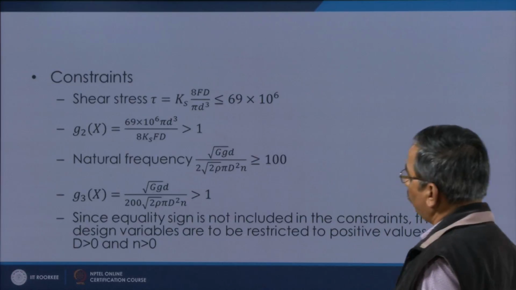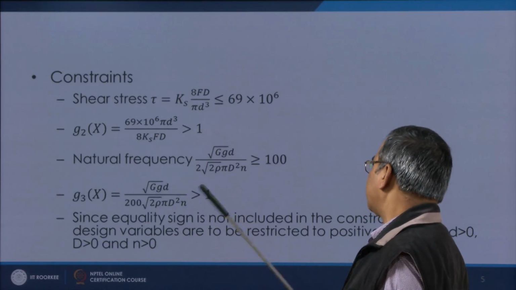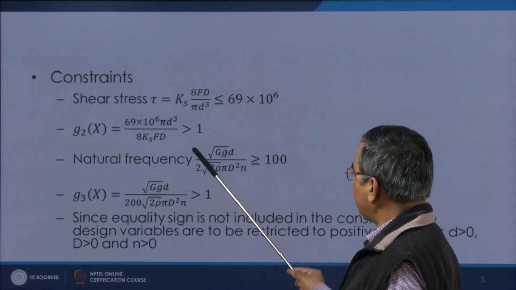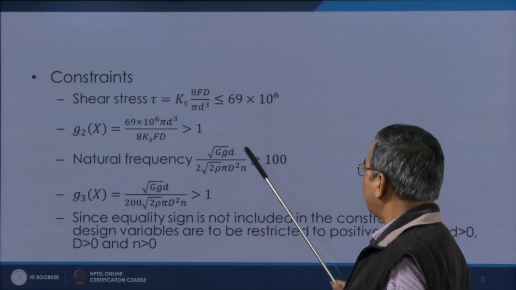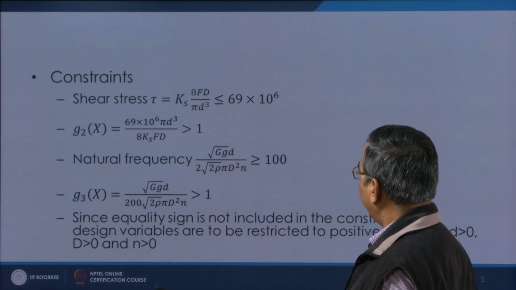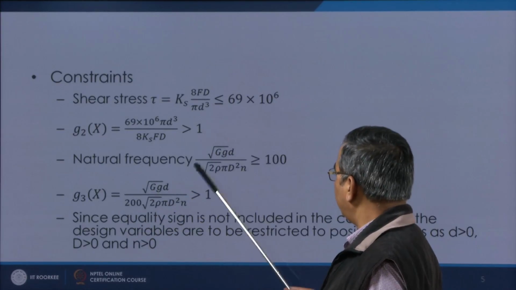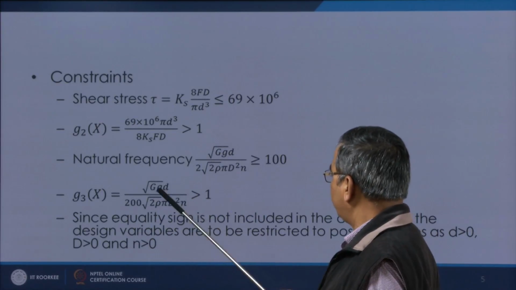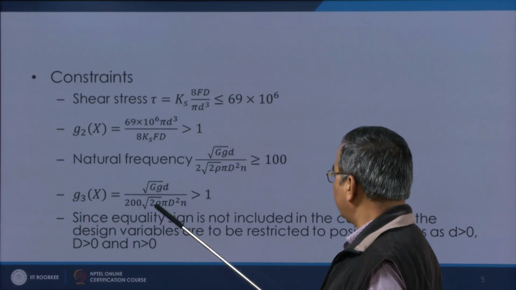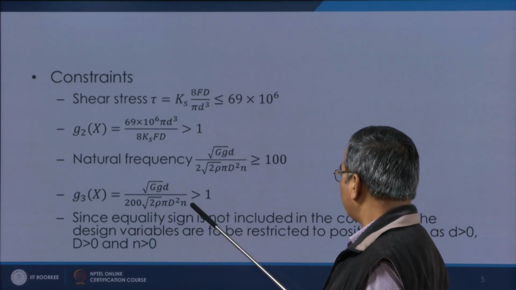Then coming to the natural frequency, it is given that this natural frequency has to be greater than or equal to 100 hertz. So, this is the expression which is given to us, and I make it greater than or equal to 100. Okay. So, the greater than criterion is G3(x), this root g small g d divided by 200 and root 2 rho pi d square n.